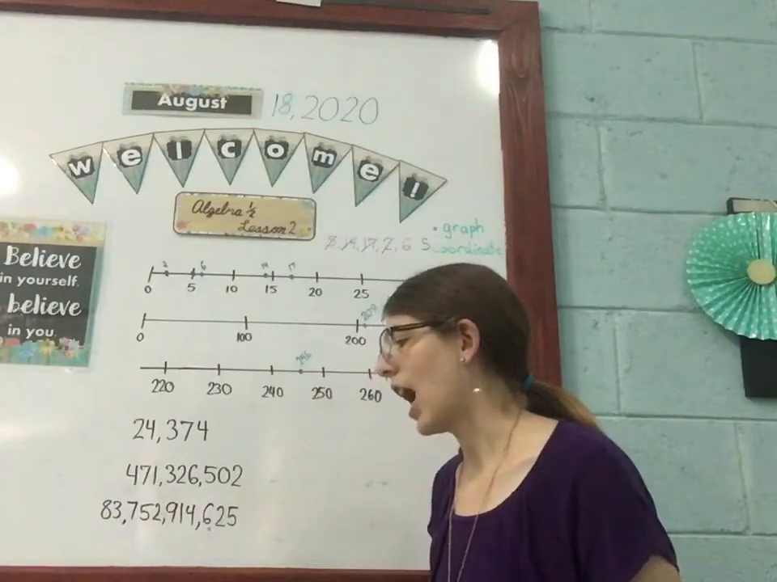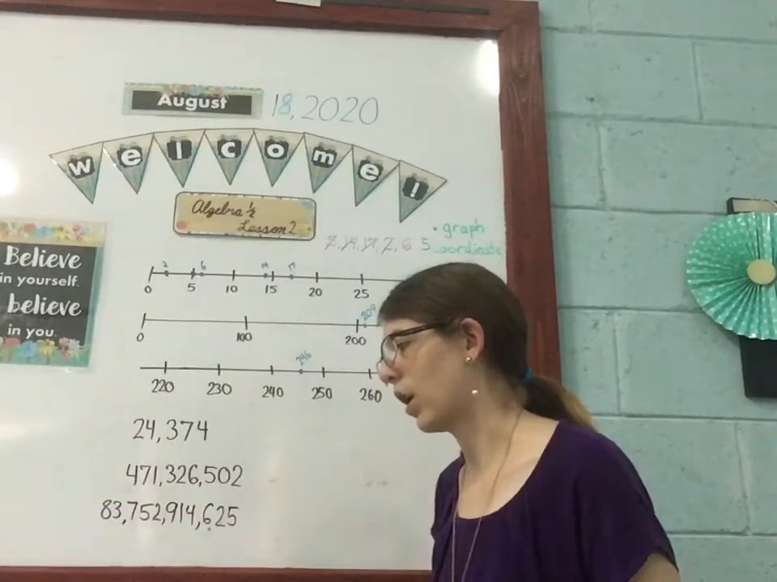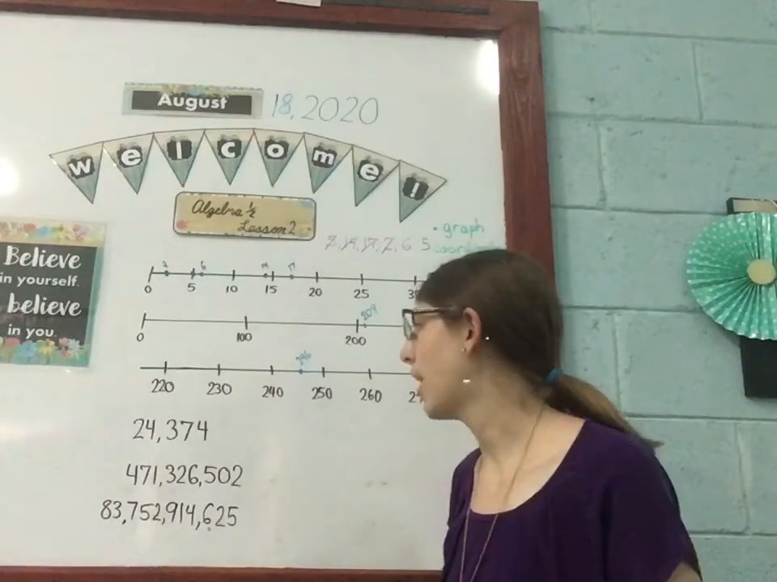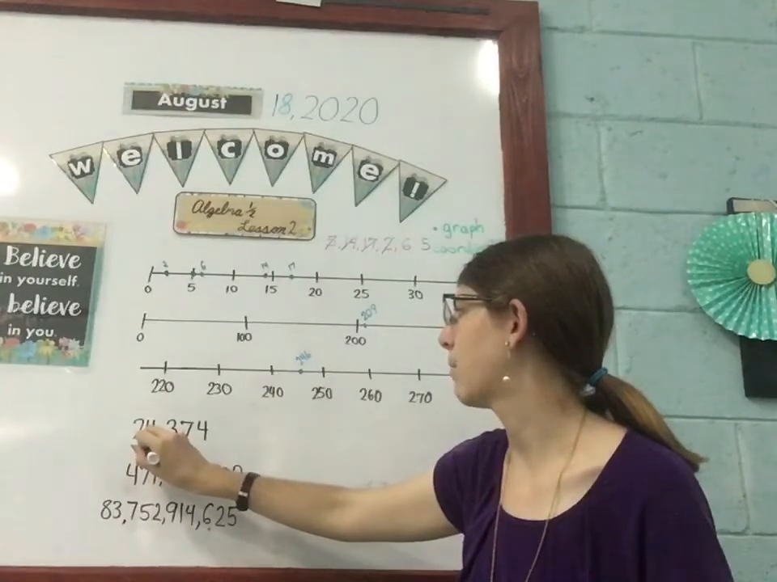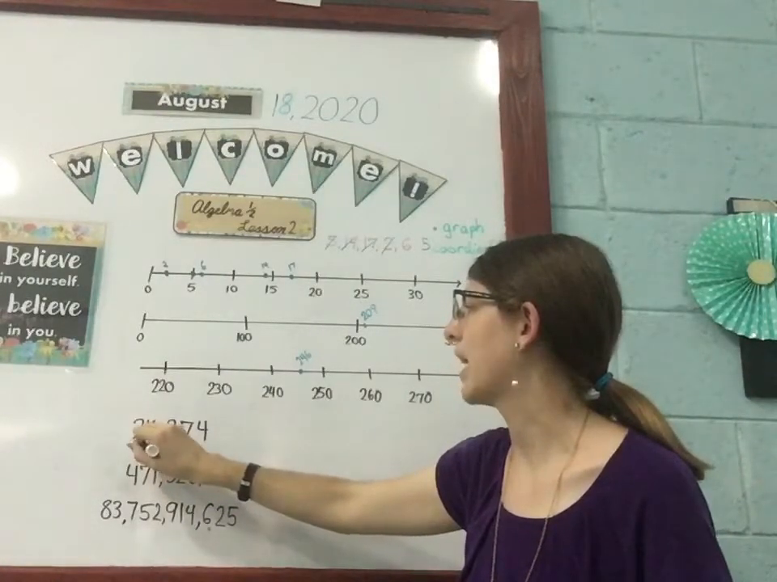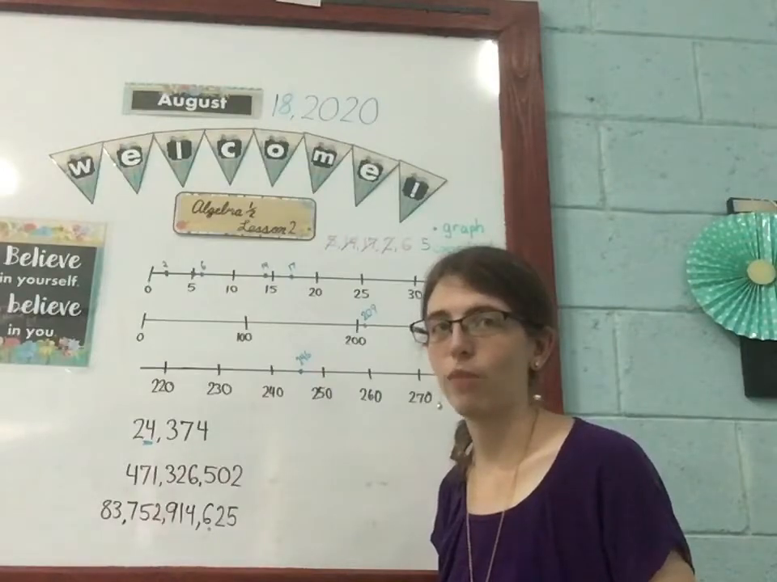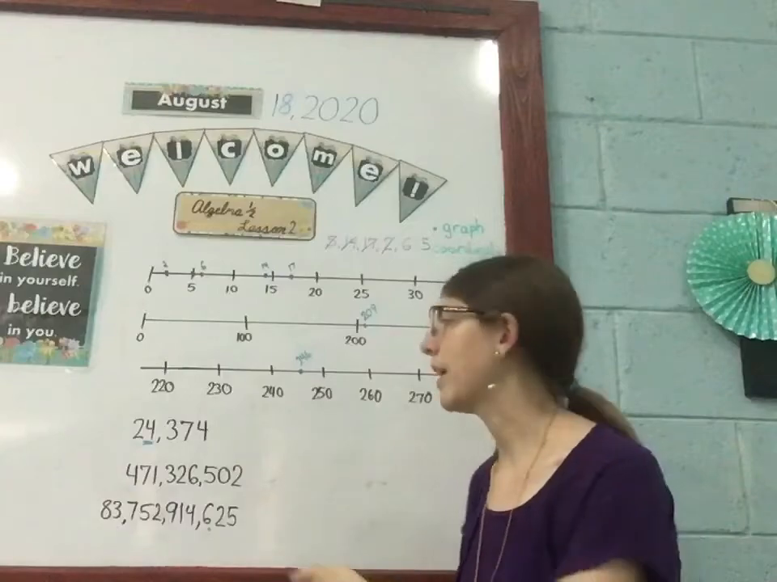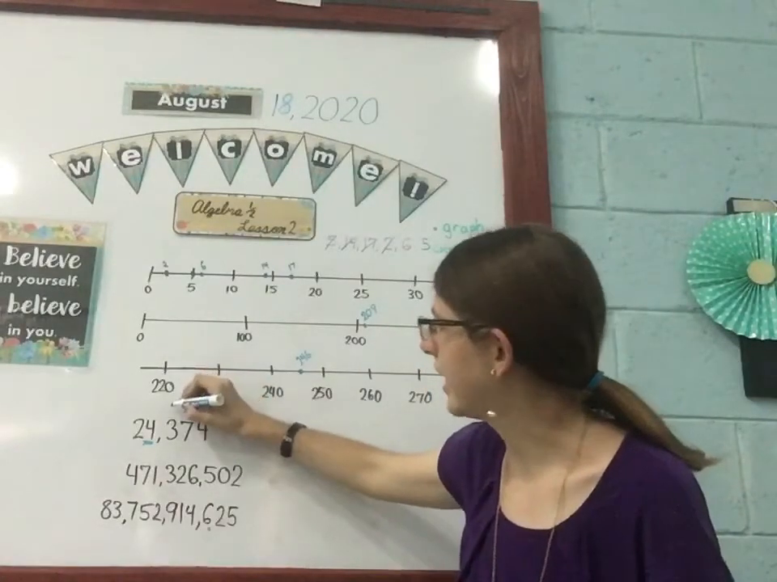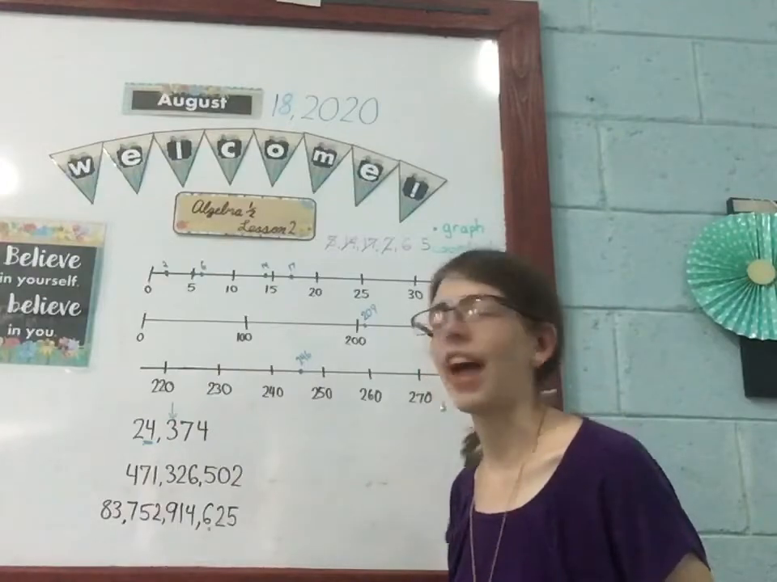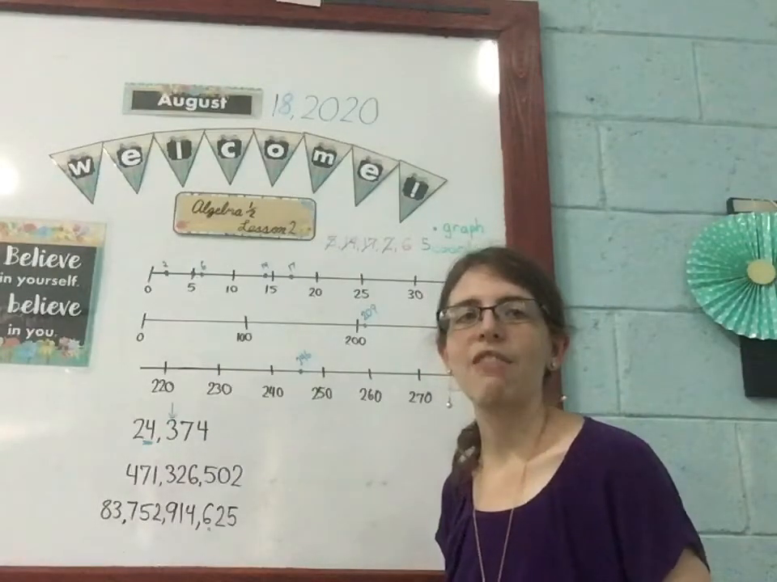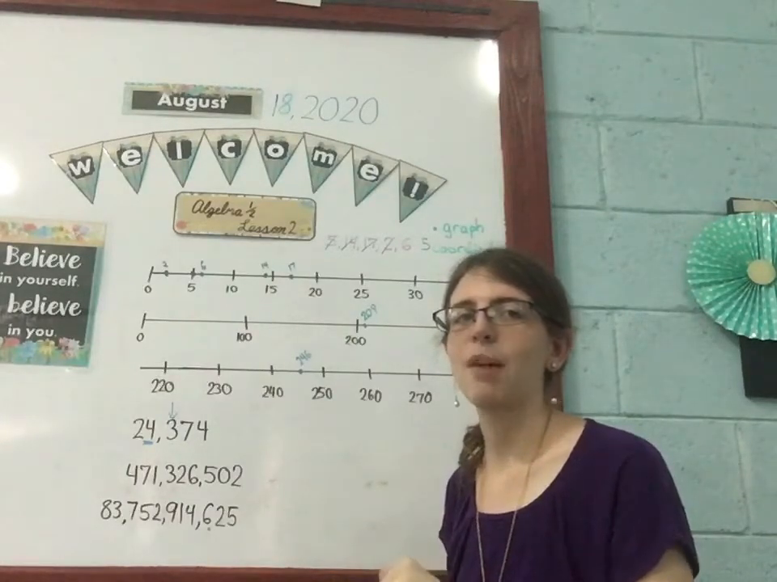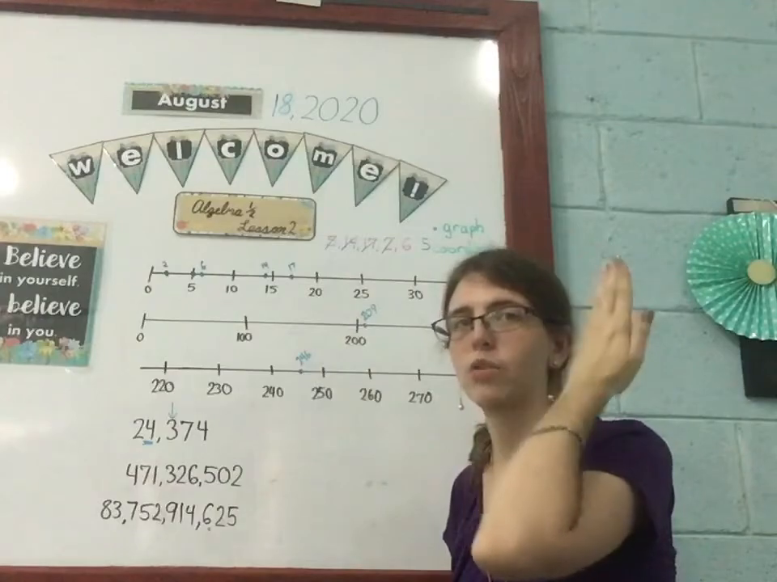24,374. I want to round this number to the nearest thousands place. So I'm going to underline my number that's in the thousands place because that's the number that I want to round. To know what to do with the number, I have to look at the number right behind it, which in this case is a 3. That number tells me what to do. If that number is 4 or less, keep it the same. If that number is 5 or greater, round up.